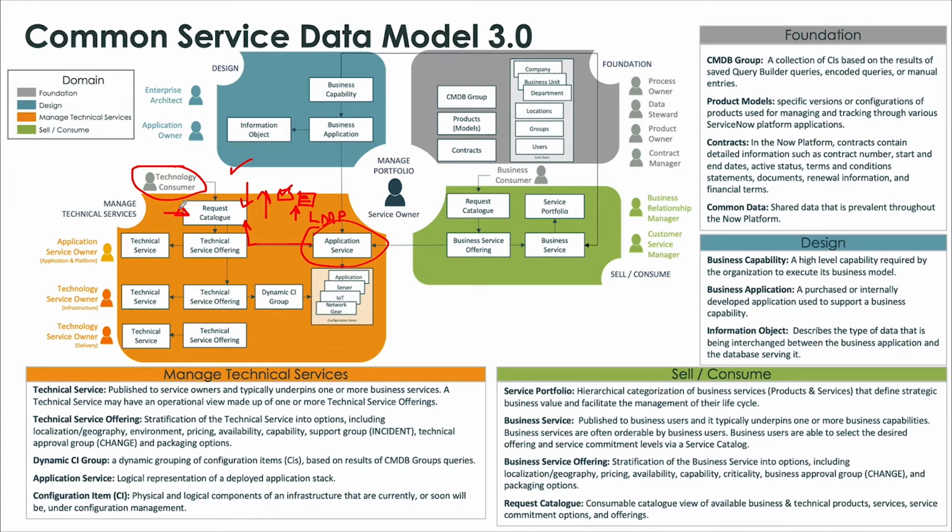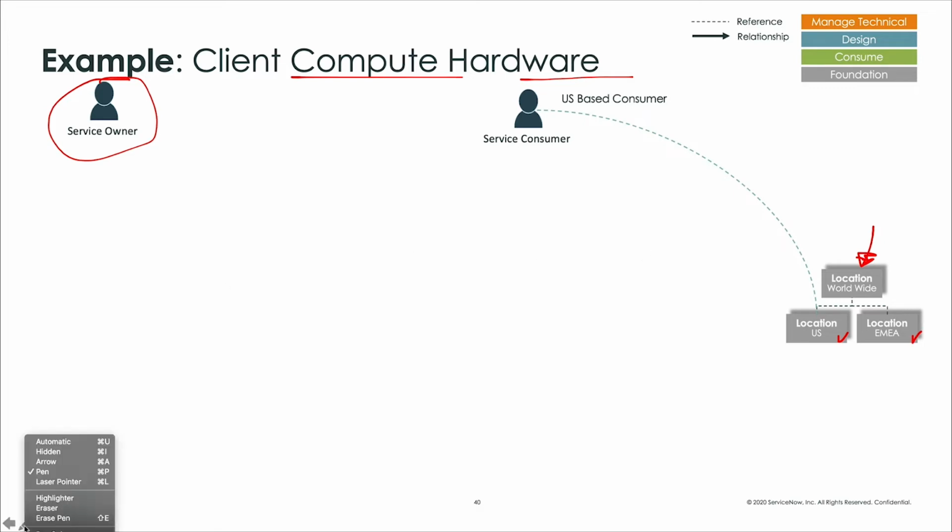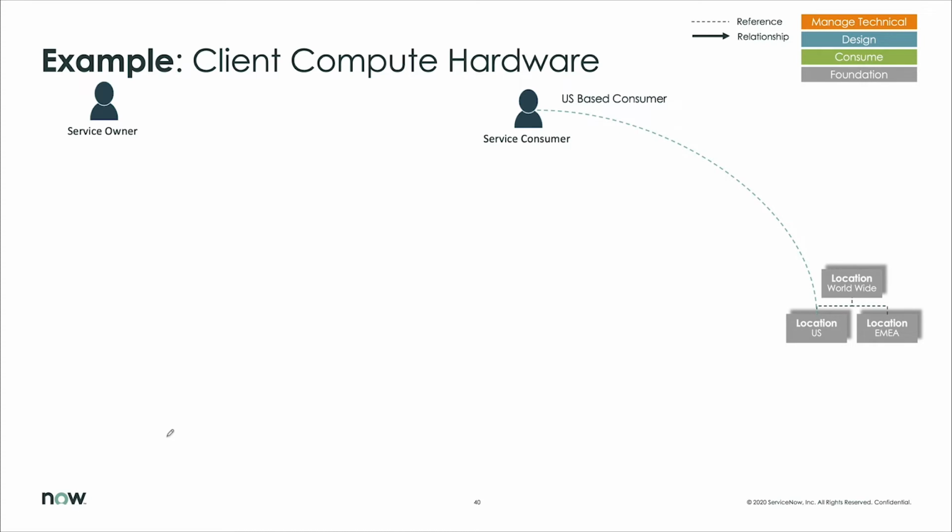This is important. The next example that we're going to get into is the client compute hardware use case. And in this case, we're going to be able to establish what the service owner is responsible for and some considerations, especially in global organizations where the client compute needs to be managed in different locales, different time zones. And so we're introducing the location hierarchy here in a very simple form to indicate that worldwide you may have two locations that you're managing, maybe one in US, one in EMEA. And the consumers, of course, could be in either of those locations. So think about that in terms of the use case.